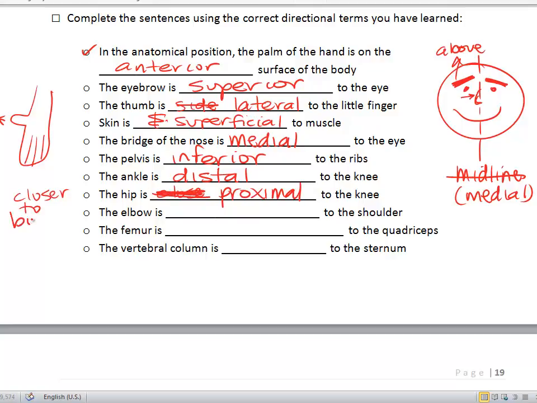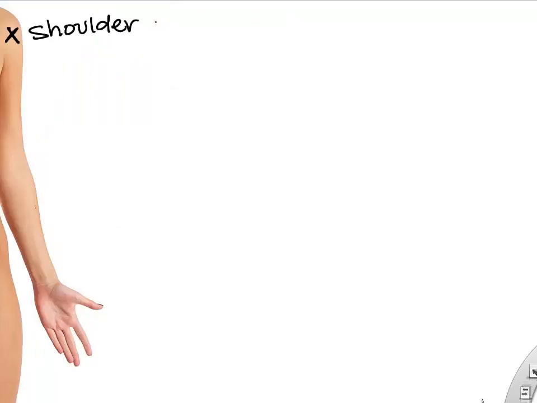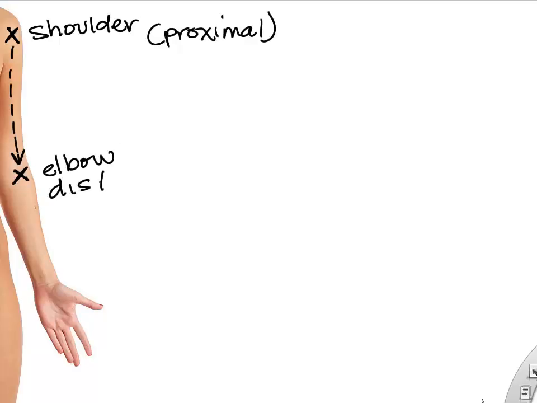The elbow, if you think about the elbow is farther from the body than the shoulder, so the elbow is actually distal. Remember, the elbow is farther away. The wrist is even farther, so the wrist is actually even more distal. But we were talking about the shoulder there. So the elbow relative to the shoulder, the elbow is going to be distal. The shoulder relative to the elbow or the wrist is proximal.